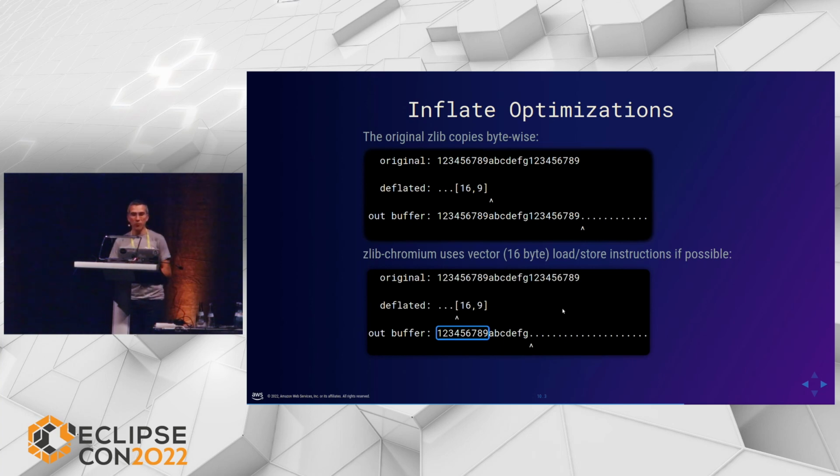But zlib Chromium, for example, uses vector load and store instructions to make decompression much faster. That's one of the reasons why it's faster. And when it sees this back reference and length, it doesn't do this bytewise. It just uses a 16-byte vector load/store instruction, and it copies 16 bytes. It still returns the correct number of decoded bytes, and it will never write past the end of the buffer. But it takes the freedom to use this additional length at the end and write additional data there.